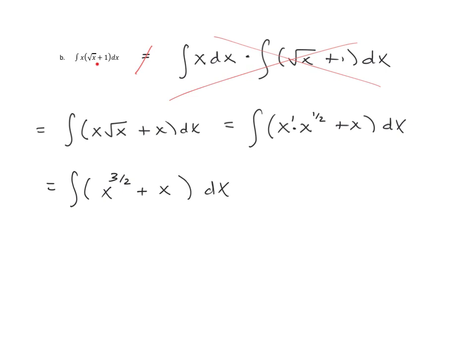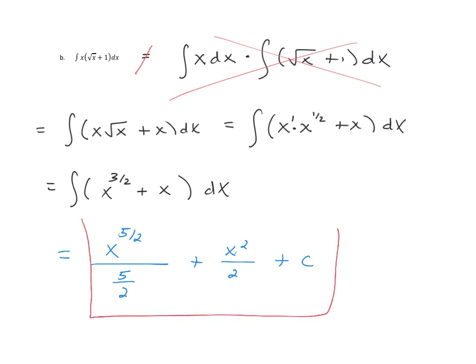Written this way, changing the problem from a product to a sum of single terms, we can find the antiderivative. It is x to the 5/2 divided by 5/2 plus x squared over 2. Sure, you can simplify this, but I'm just going to leave it alone and say that this is the final answer.